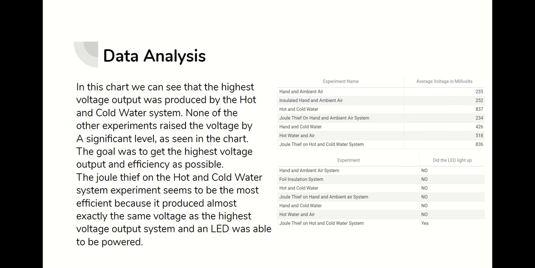So as we go on to our results, we look at the data I have on these two charts on the right. We see all the experiments that have been conducted, and we see the voltage in millivolts that was received from the system, tested and received through the multimeter. And so the system with the highest voltage happened to be the joule thief system with the hot and cold water, basically the same system. The joule thief, however, as we can note here, did not increase the voltage, but it did power an LED. And because it did power an LED, that becomes very helpful.